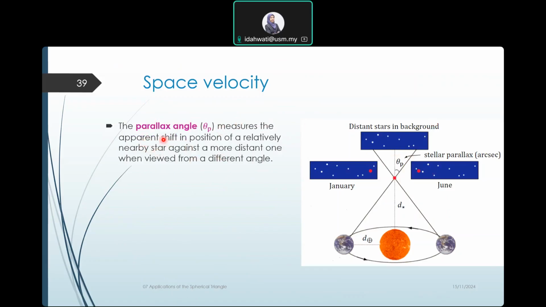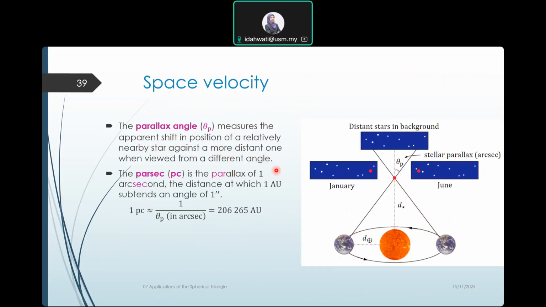It measures the apparent shift in position of a relatively nearby star against a more distant one when viewed from a different angle. So you have 1 per second, which means a parallax of 1 arc second: the distance at which 1 AU subtends an angle of 1 double prime. So the parallax angle is a crucial measurement in astronomy.